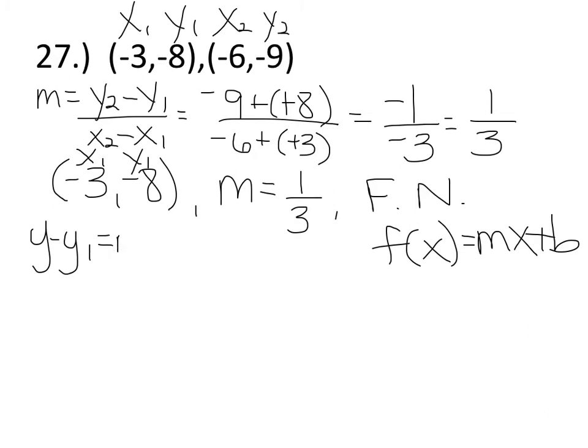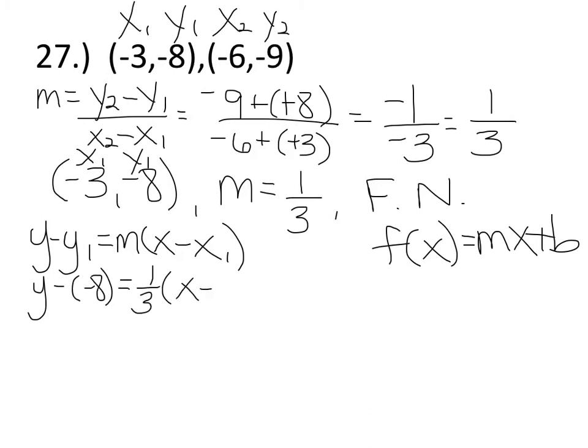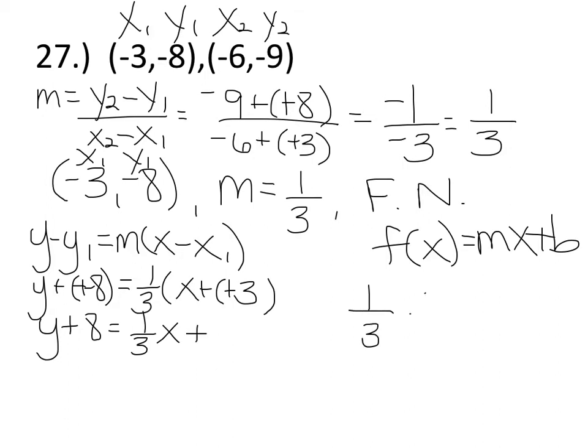Y minus y1 equals m times x minus x1. Y minus negative 8 is equal to 1/3 x minus negative 3. Add a line, change a sign, add a line, change a sign. So we have y plus 8 is equal to 1/3 x plus, now look, 1/3 times 3 over 1 is equal to 3/3. 1 times 3 is 3. 3 times 1 is 3. 3 over 3 is 1. They're not making it very difficult on you guys.